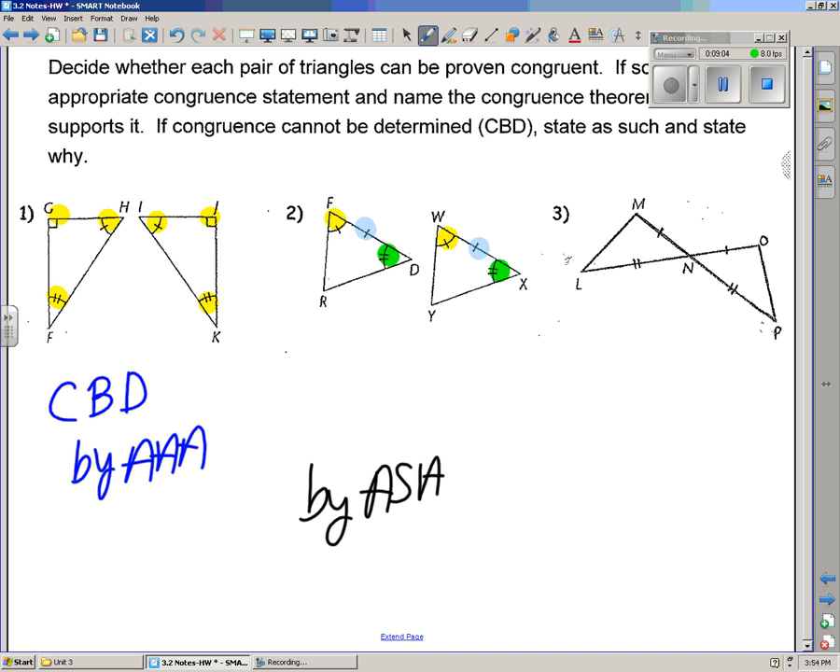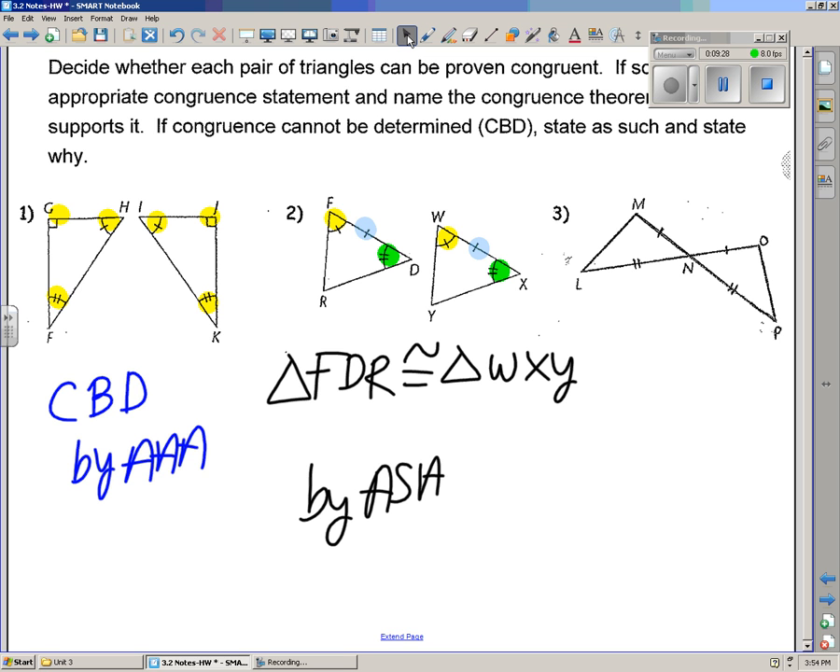So now all we have to do is name the 2 triangles. So if we decided to call the triangle on the left FDR, then the only name the triangle on the right can be, we've got to follow the same order, FDR, yellow, blue, green, is going to be WXY, going from yellow down through blue over to green.